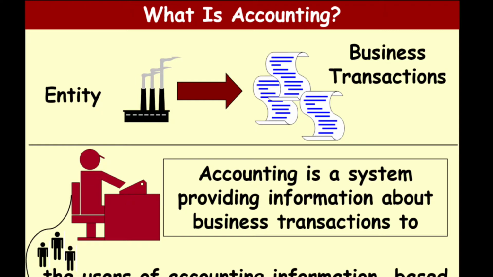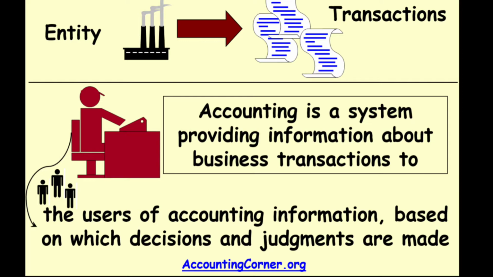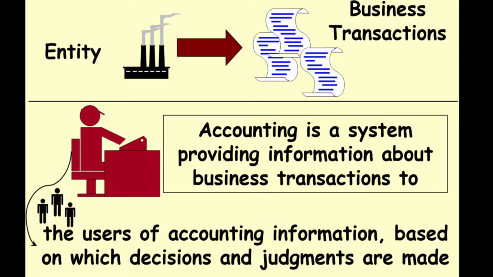Now, what accounting does is that after recording these transactions, it analyzes them and it converts them into meaningful information on the basis of which you can take decisions. Now, the information is used by the users of accounting, and those are, as you can see at the bottom, the users of accounting information based on which decisions and judgments are made.